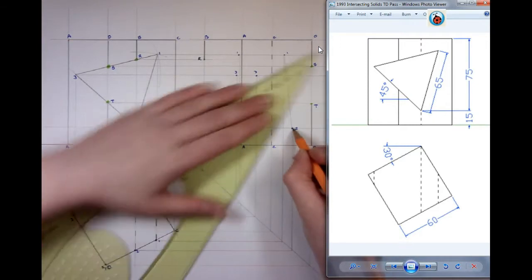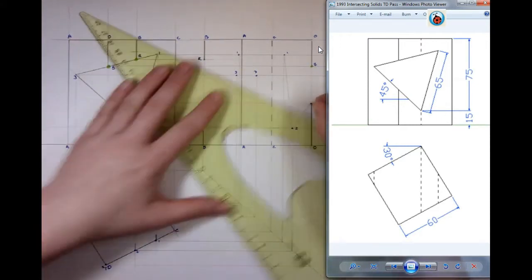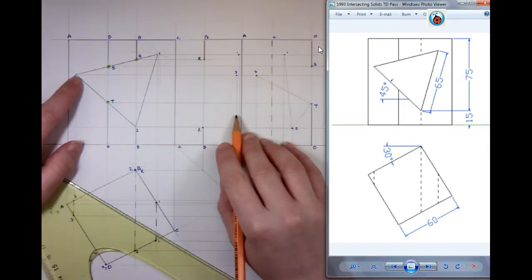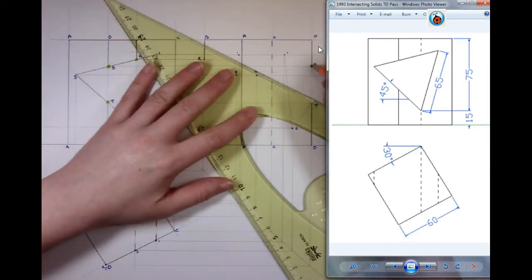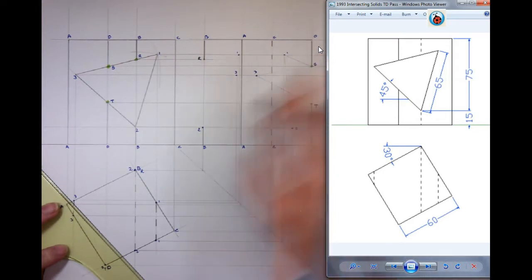2 goes to T. T goes to 3. 3, it doesn't go to S. Oh, sorry, it does go. 3 goes to S. And S goes to 1. Now that's the right hand side lightly drawn together. We're going to do the left hand side.